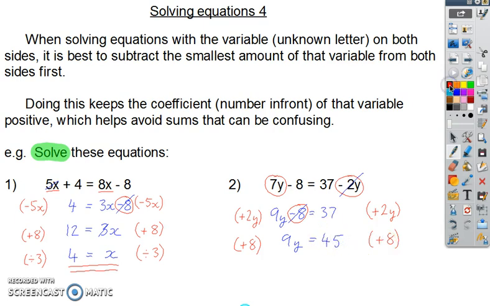Next part's fairly straightforward, ladies and gentlemen. We've got 9 times y. To undo that 9 times, we divide by 9. We have to do that to both sides. So we divide by 9, takes that one out, we're left with y is 45 divided by 9. That's normal 5.